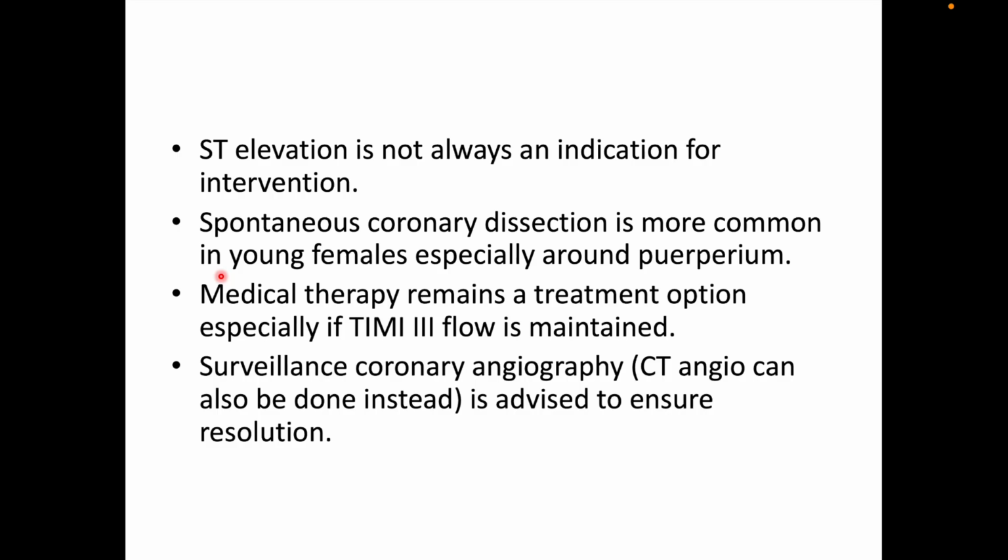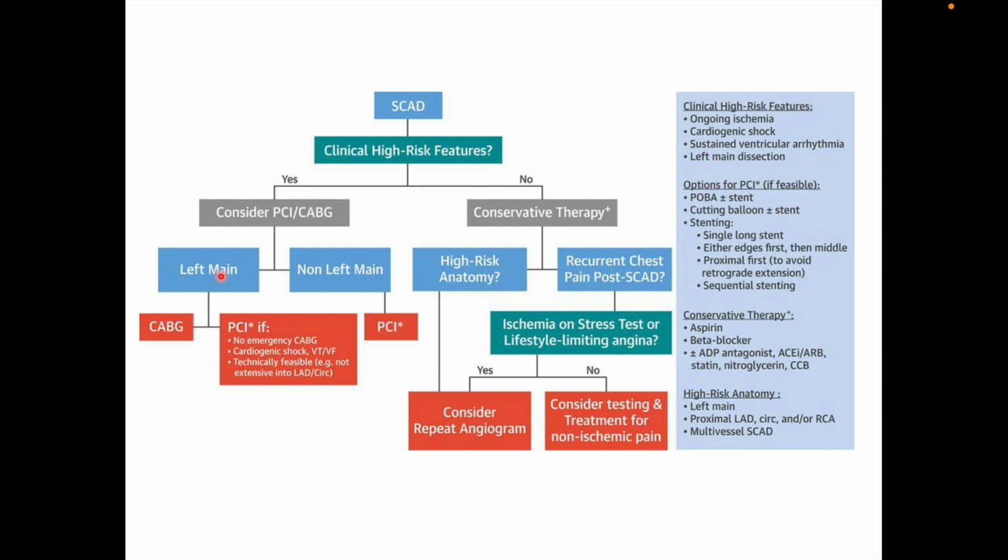Now, this is very important. We should not become very aggressive with this patient. Surveillance angiography can even be done with CT angiogram, and this is advised to ensure resolution. There are different algorithms available to manage spontaneous coronary artery dissection, but it's important to know what are the high risk features which may force you to do an intervention. So these could be ongoing ischemia, cardiogenic shock, sustained ventricular arrhythmias, and left main dissection. And if none of these is there, you can manage the patient on medical treatment.